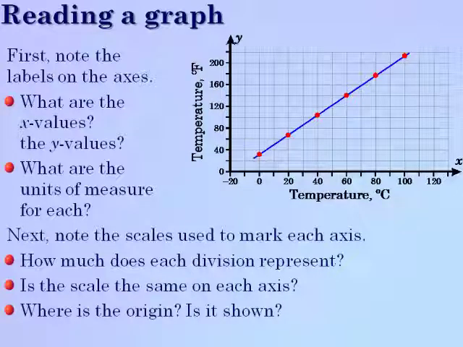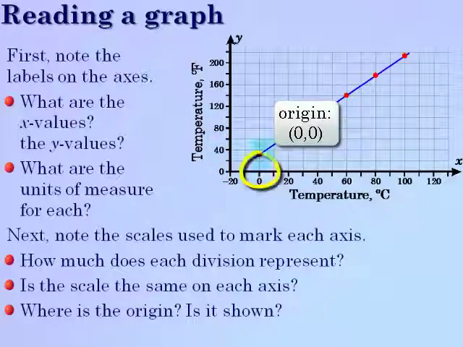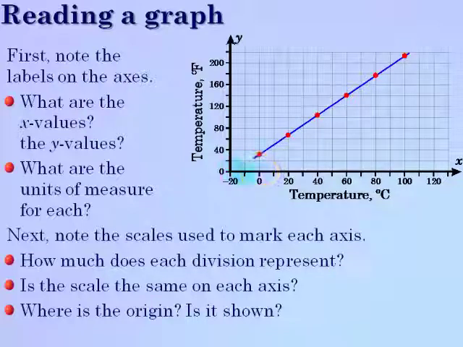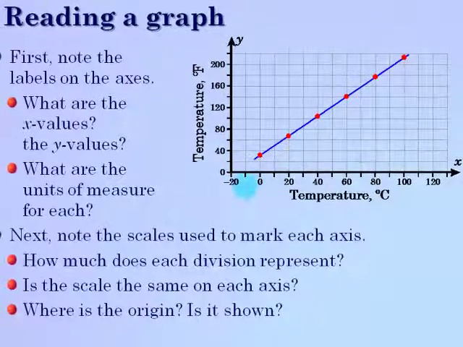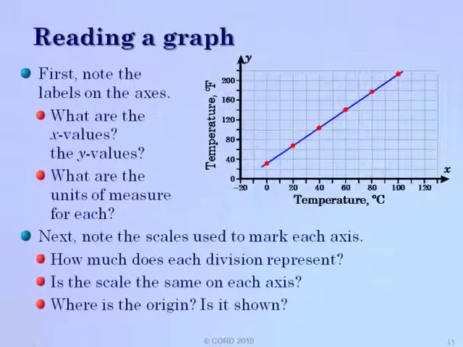And where's the origin on this graph? Is it shown? The origin is where 0 and 0 are, so the origin is actually right here and not over here. So we've actually shifted the origin because we're allowing for some negative values of Celsius.